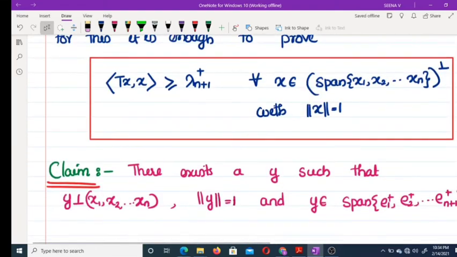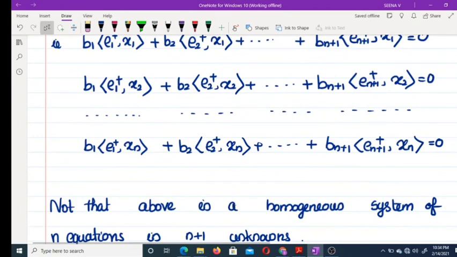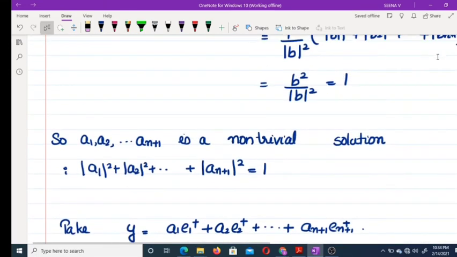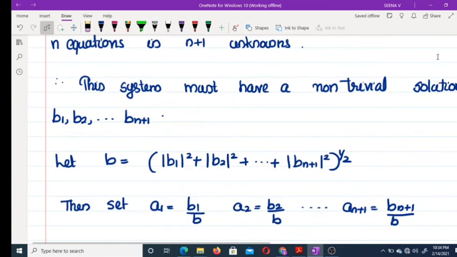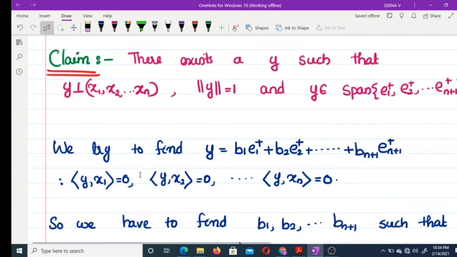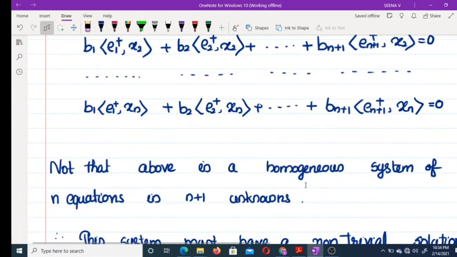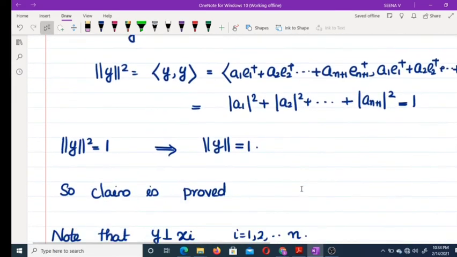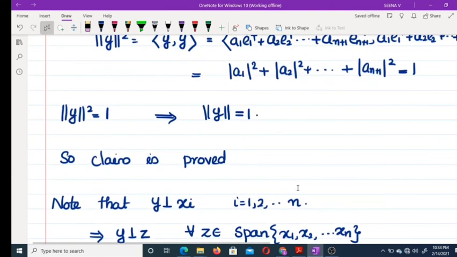And y is orthogonal to each of the x's. Here we choose y such that inner product of y and x1 equal to 0, inner product of y and x2 equal to 0, etc. So we are choosing a1, a2, etc., an plus 1 such that inner product of y with x1, etc. equal to 0. So this y satisfies all the conditions of the claim. Thus we proved the claim.